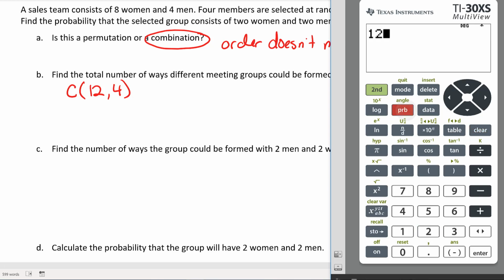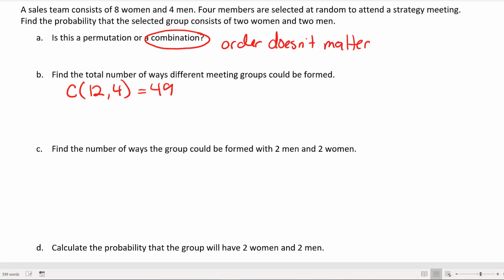So I am going to use my combination key. I'm going to do 12 combination 4, and that comes up with 495 different meetings we could have.